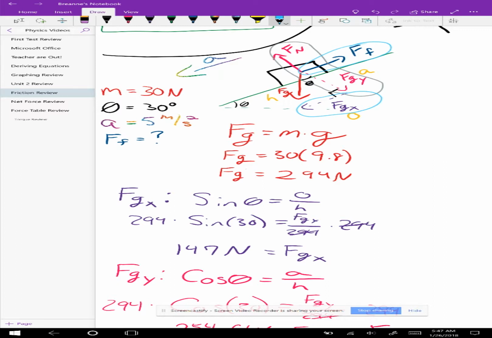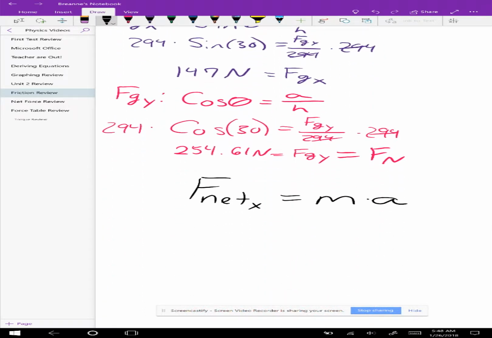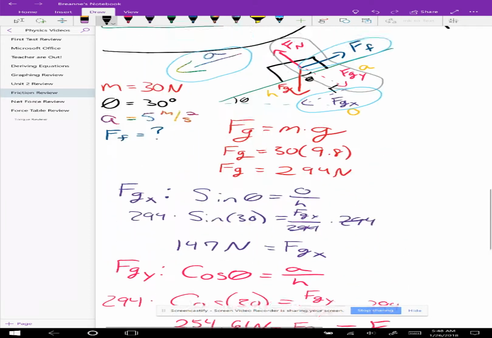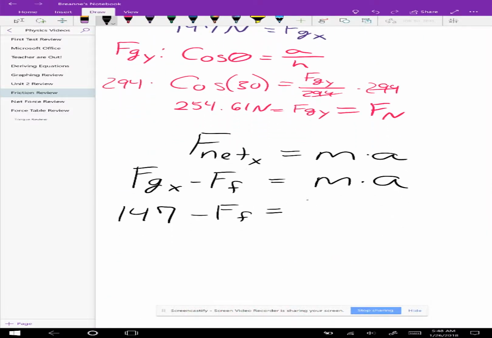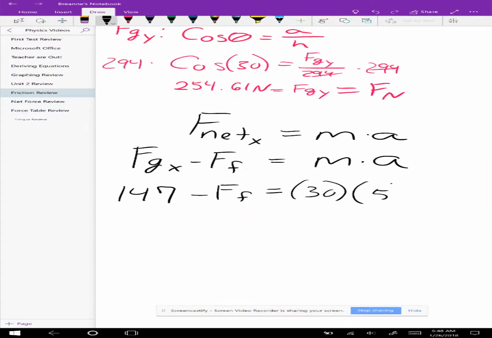Now make sure whatever sign you give them, since force of gravity in the x and your acceleration are going in the same direction, make sure you give them the same sign. So the net force ends up being your force of gravity in the x minus your force of friction equals your mass times acceleration. We figured out your force of gravity in the x is 147, minus your force of friction equals your mass, what did I give it, 30? Mass is 30, and your acceleration was 5. And then you just solve for your force of friction.